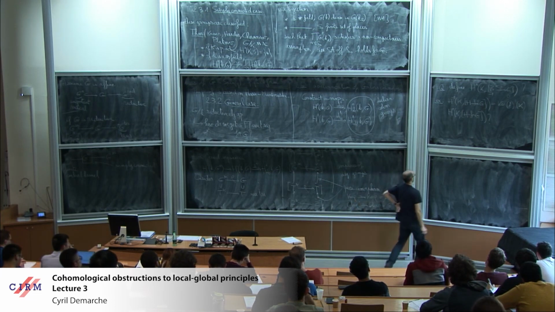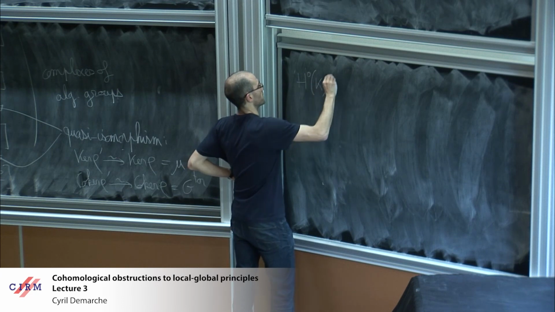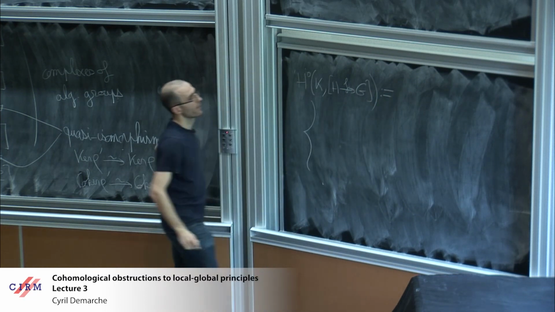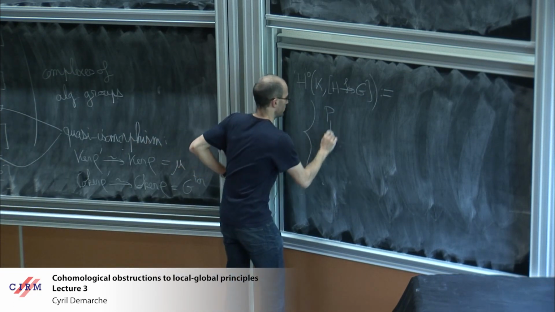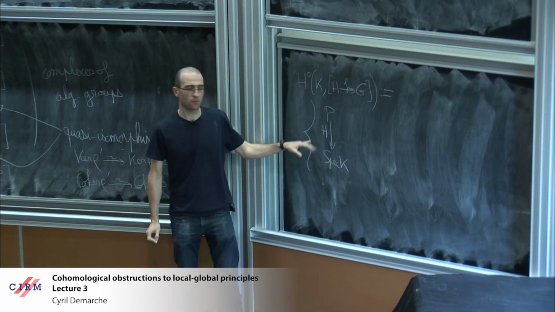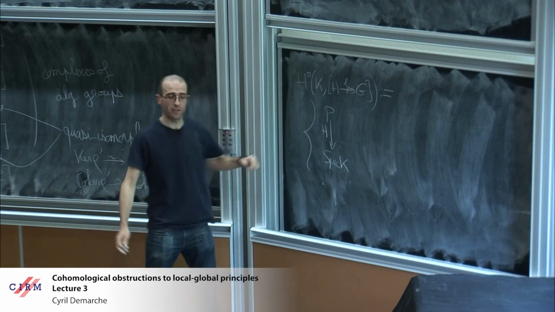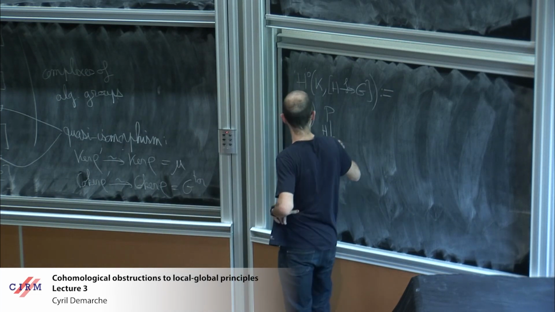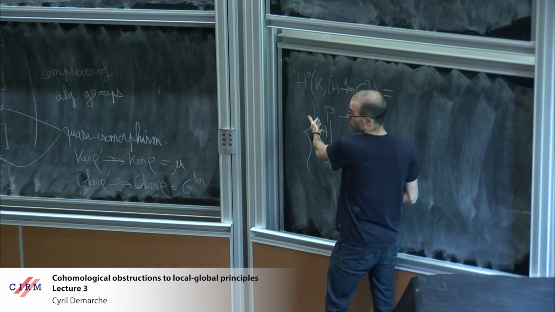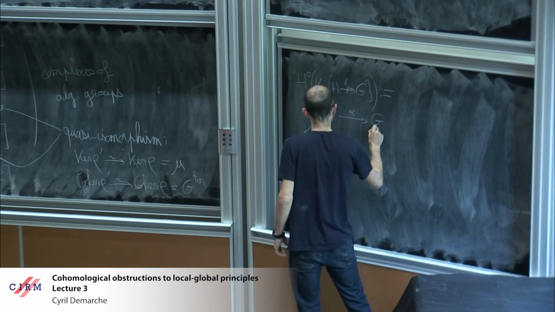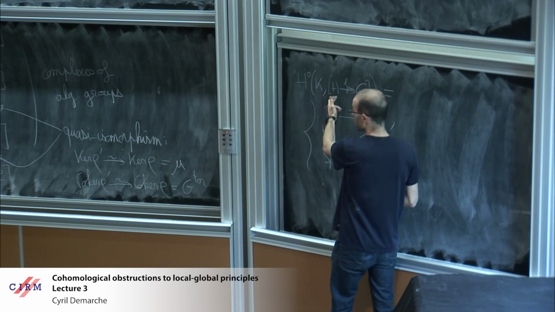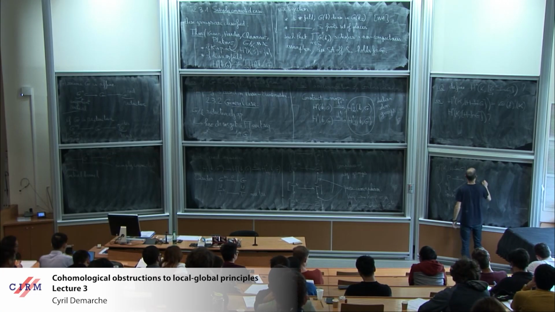So the definition of this one uses torsors. I will consider the set of torsors under H. So I put an H here, which means this is a torsor under H, okay? In the sense of this morning's lecture, together with a trivialization of the push forward of this torsor to G. So it can be stated like this: this is the data of an H-torsor P and an H-equivariant map alpha from P to G. Alpha is H-equivariant.